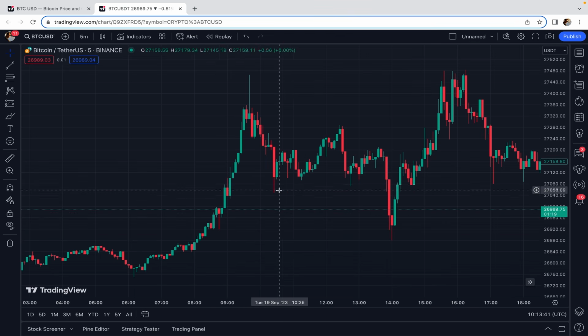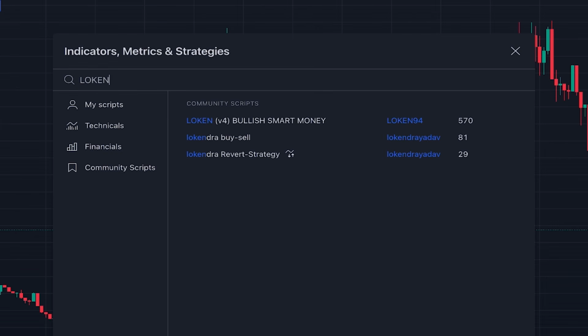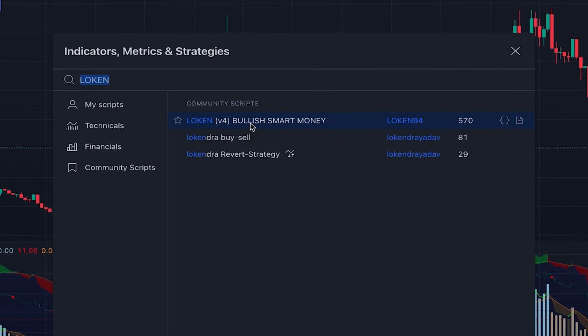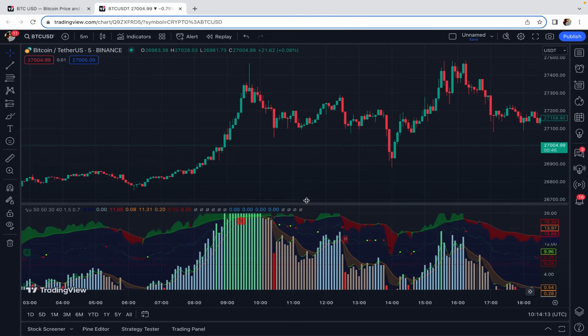the market. To add this wonderful indicator to our chart, here we click on indicators and we search Loken. This one, Loken version 4 bullish smart money, which is written by someone named Loken94. Alright, this is the indicator, and as you can see it's added here below the chart.